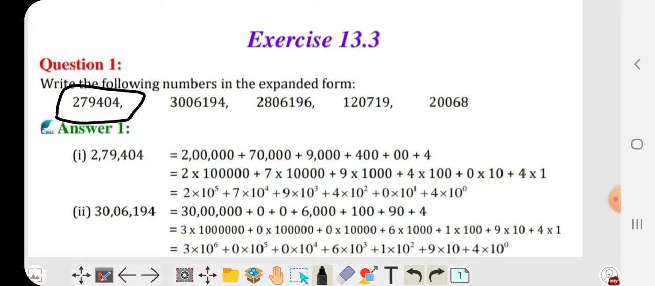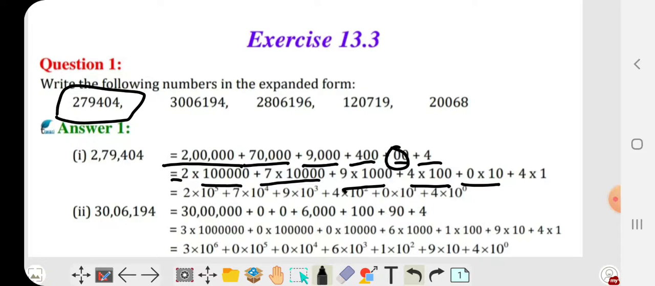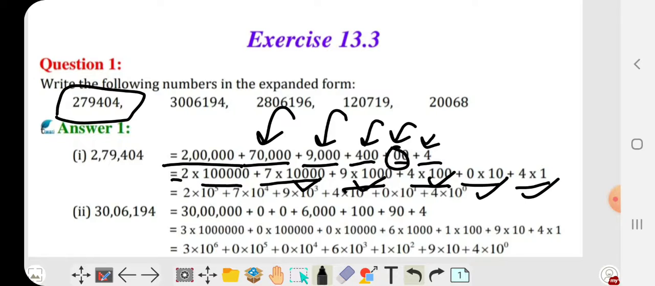Next what we have to do. Now it can be written as 2 into 1 lakh, 7 into 10,000, then 9 into 1,000, 4 into 100, 0 into 10 because it is tens, and 4 into 1. Means simply it is ones, so will be multiplied with 1. Tens will be multiplied with 10. Hundreds will be multiplied by 100. Thousands will be multiplied by 1,000. And ten thousands will be multiplied by 10,000. And this is lakh, so will be multiplied by 1 lakh, as we count ones, tens, 100, 1,000, 10,000, lakh. Or simply you can just factorize it or simply open it.